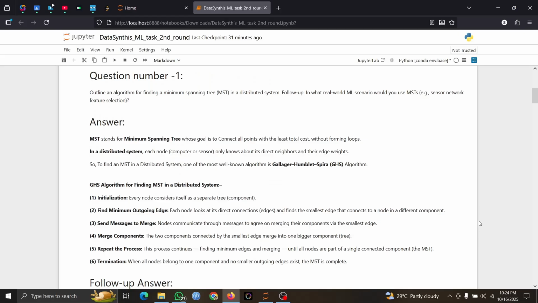What is MST? MST stands for minimum spanning tree, which is to connect all the points or nodes with the least total cost without forming any loop. Now, as we all know, in a distributed system, each node only knows about its direct neighbors and their edges or weights. So, to find the MST for a distributed system, I would like to use the GHS algorithm, which was founded by 3 individuals, Gallager, Humblet, and Spira.